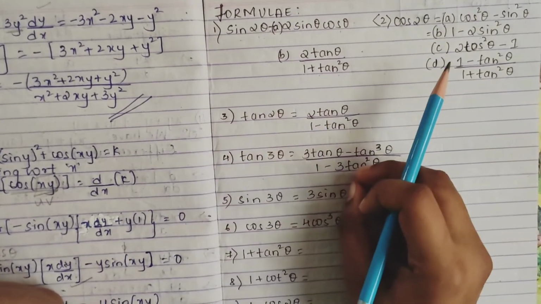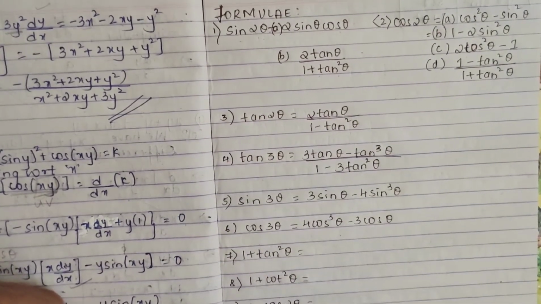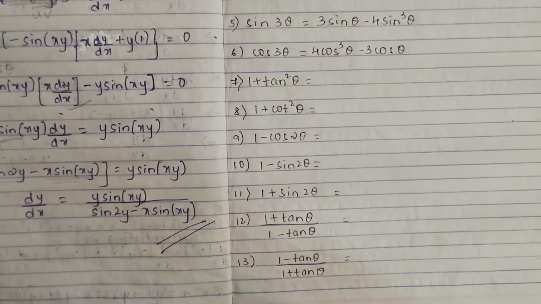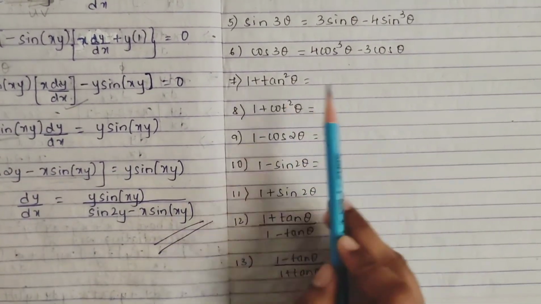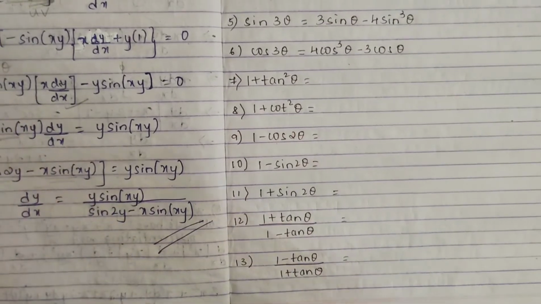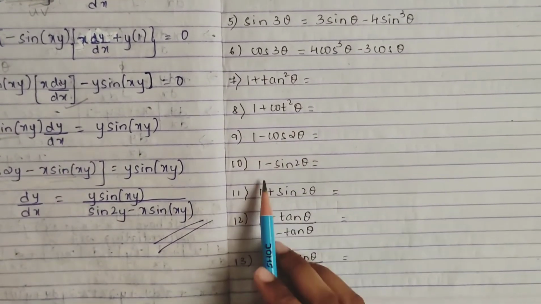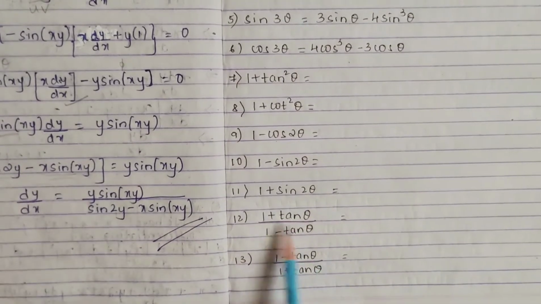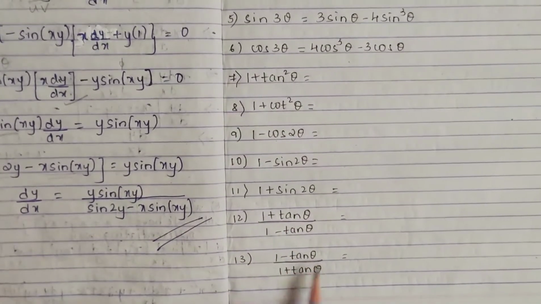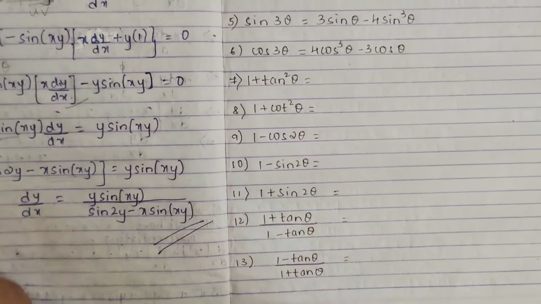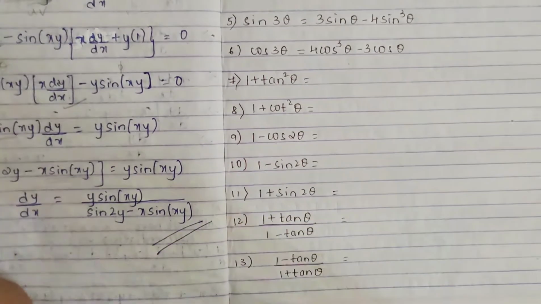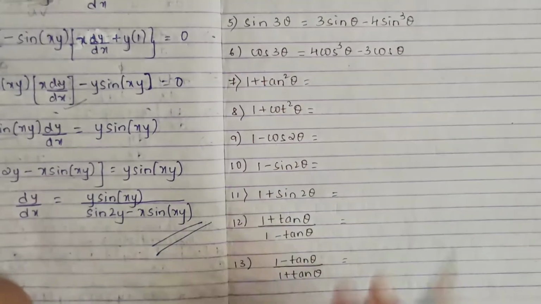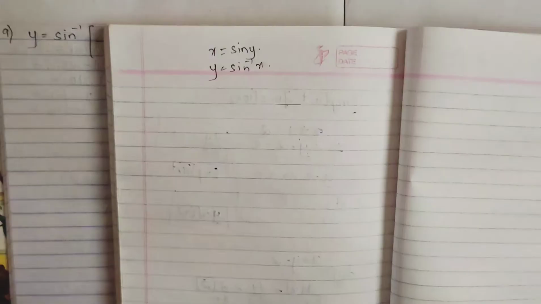I have just given you a few formulas. A few formulas I'll give you, write them down. It is your homework. 1 plus tan square theta, find out 1 plus cot square theta, 1 minus cos 2 theta, 1 minus sin 2 theta, 1 plus sin 2 theta, 1 plus tan theta whole divided by 1 minus tan theta, 1 minus tan theta whole divided by 1 plus tan theta. Find out these formulas and write them down, and whatever I have given, that also you write, and leave one page, write it whole. We'll go to our next problem.